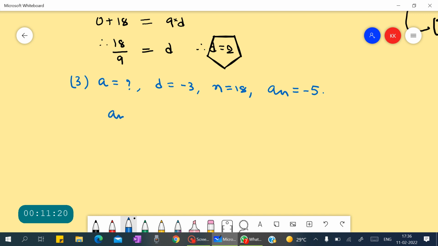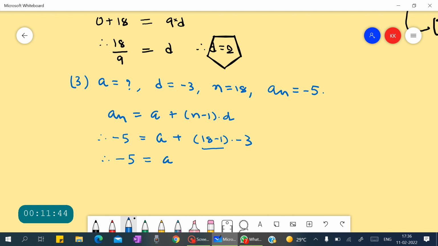So the same formula, an equals a plus n minus 1 into d. an is minus 5, a is to be obtained, n is 18, minus 1, into d, which is minus 3. Be alert and careful. Minus 5 equals a. Now here 18 minus 1 is 17, 17 into minus 3, minus 51.